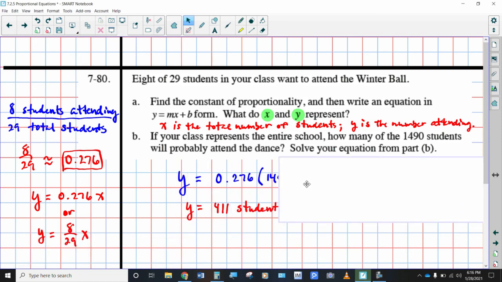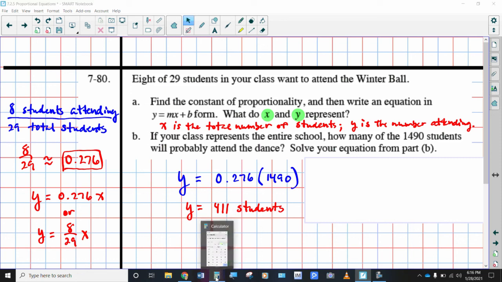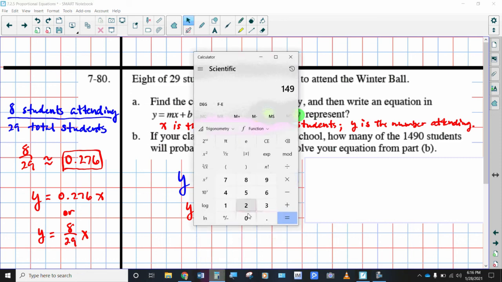Okay, so let's start here. If we take this particular equation for this situation, we plug in the total number of students, and you multiply 0.276 times 14,900, you get about 411 students. Let's double check that. 14,900 times the rounded off version of this unit rate, which is 0.276, and you get 411.24, which would round to 411 students.